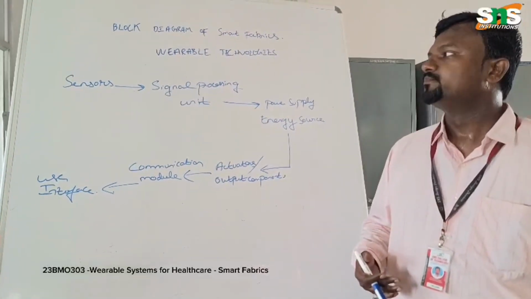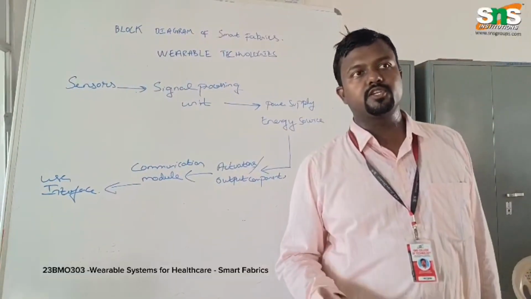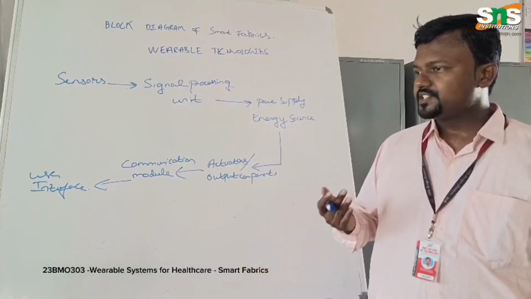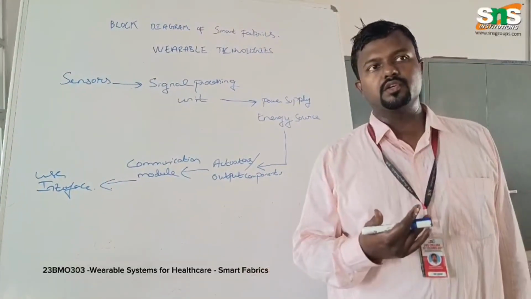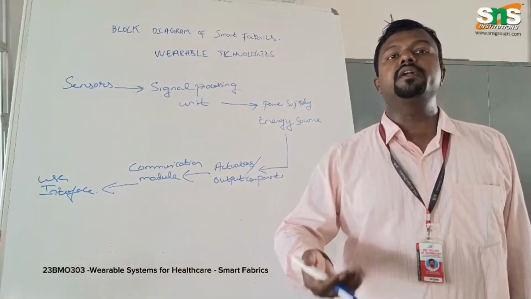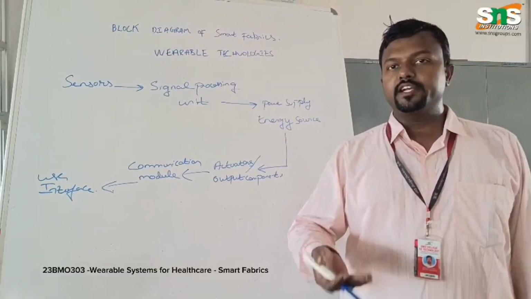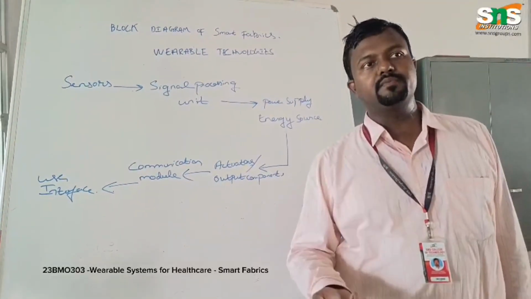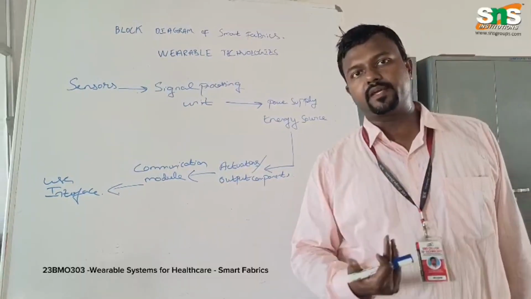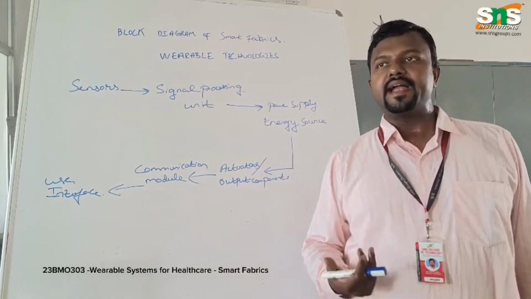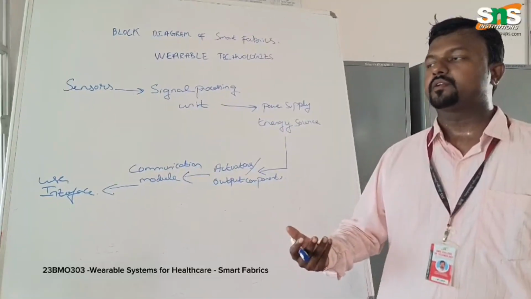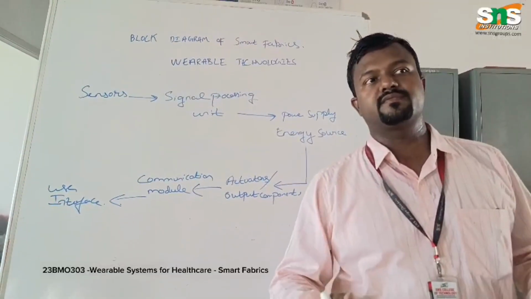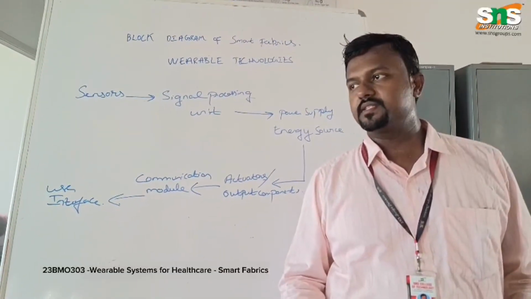So this signal processing unit plays a very vital role, because these microcontrollers can work according to our need, depending on what kind of program we feed into them. There are different types of microcontrollers. For example, the basic microcontroller is the Arduino, and we can go up to Raspberry Pi and ARM Cortex microcontrollers, depending upon how many sensors we need to attach to this smart fabric system.